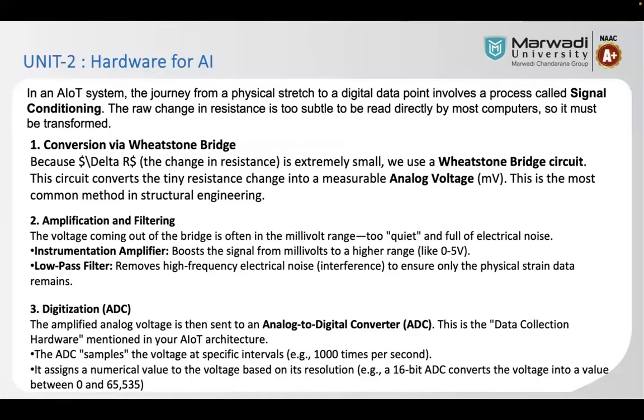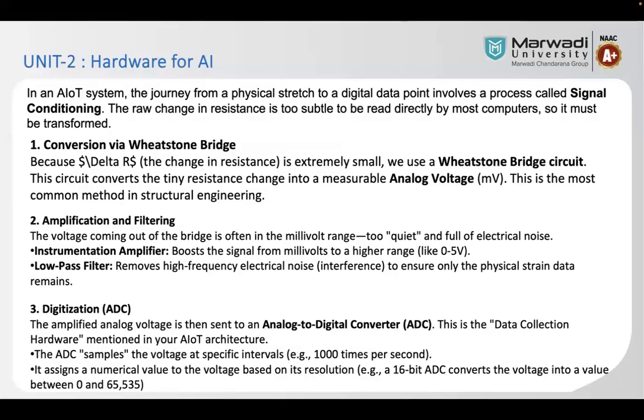So first is the conversion via Wheatstone bridges. That is a particular type of, let's say, circuit where the analog voltage is measured from the given input, right? So this may look a little challenging for you, getting exposed to this kind of highly specified terms for the first time. So my advice is you can refer to these terms in open sources and try to understand what they are. Second is amplification and filtering.